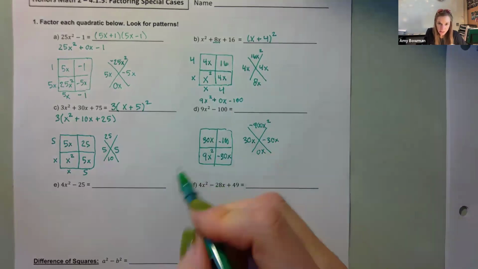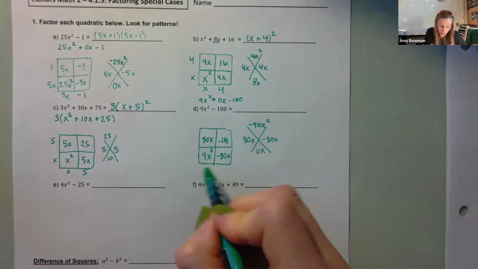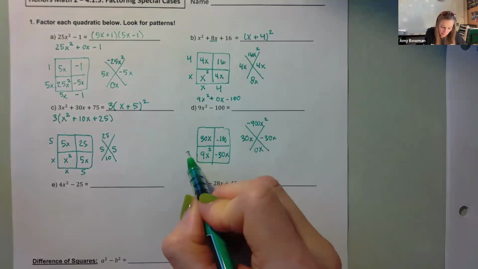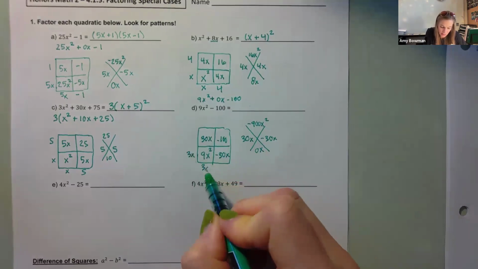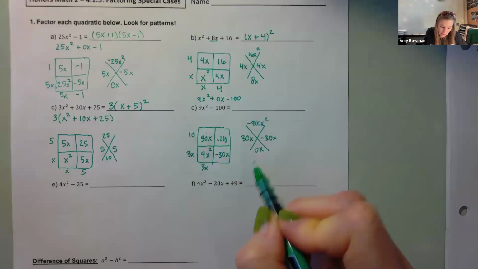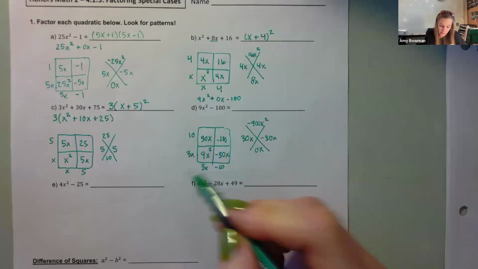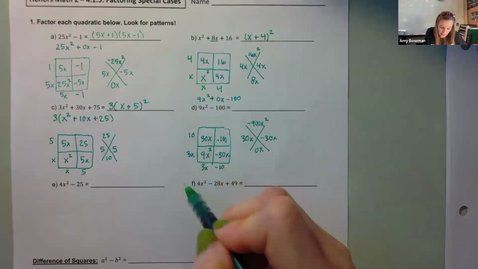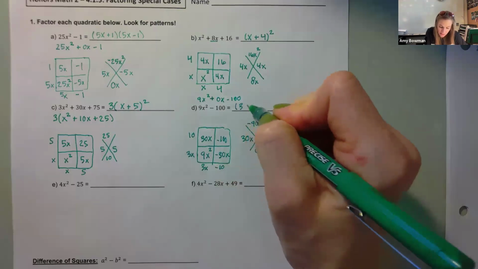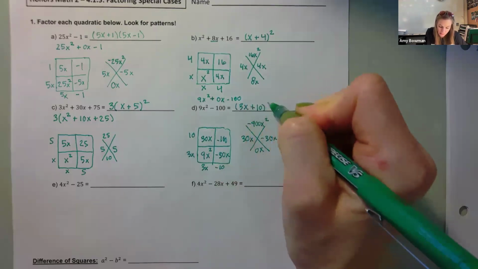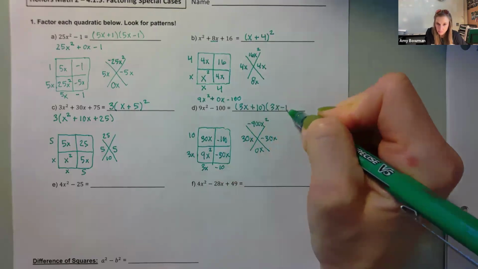Then when we start filling in the length and width, we know that to get a product of 9x squared, that's going to have to be 3x times 3x. 3x times 10 is 30, and 3x times negative 10 is negative 30. So we've got our length and width as 3x plus 10 times 3x minus 10.